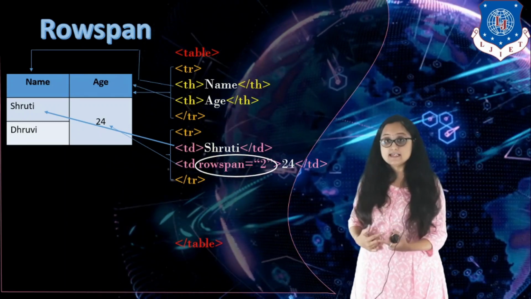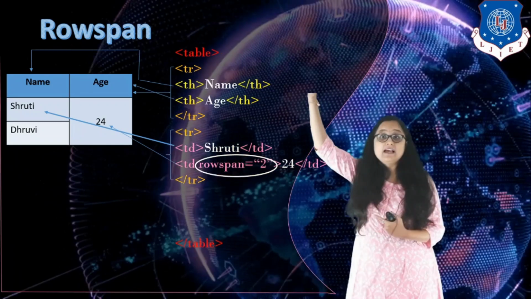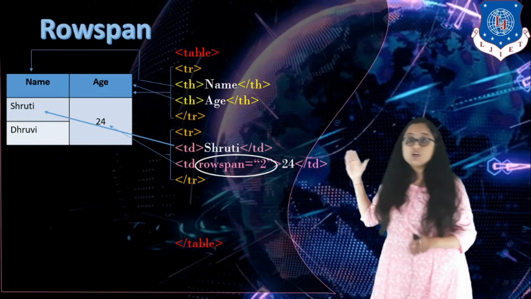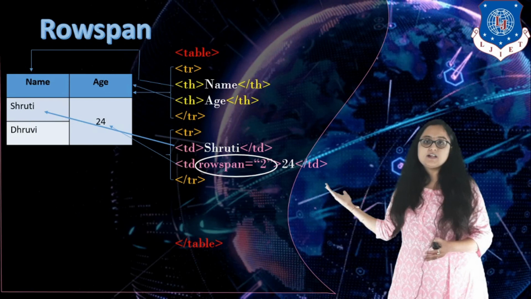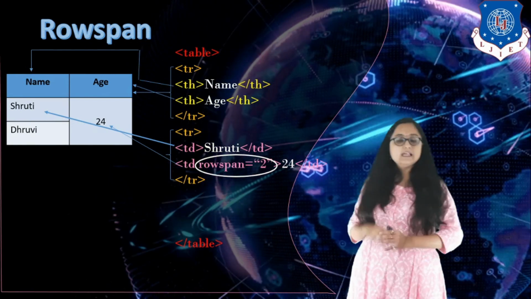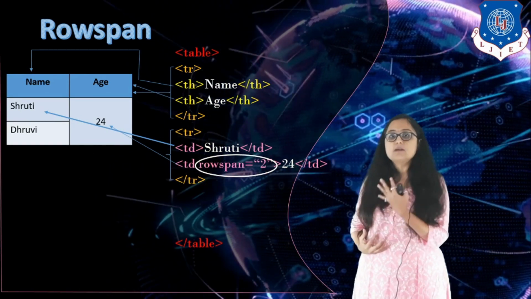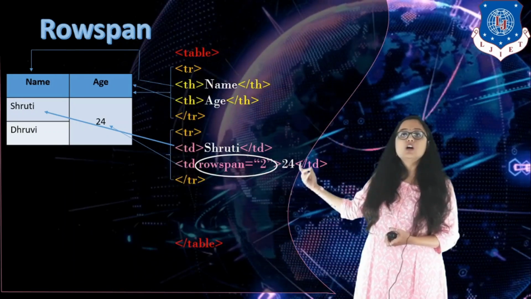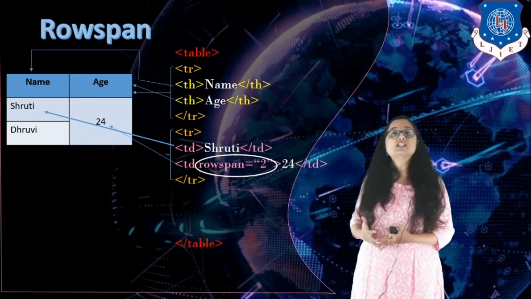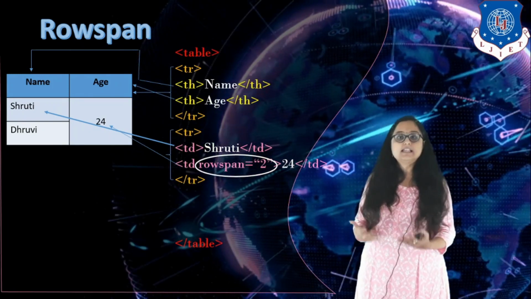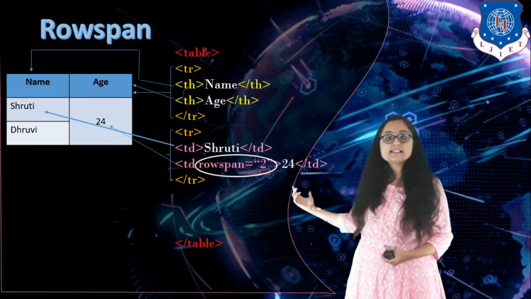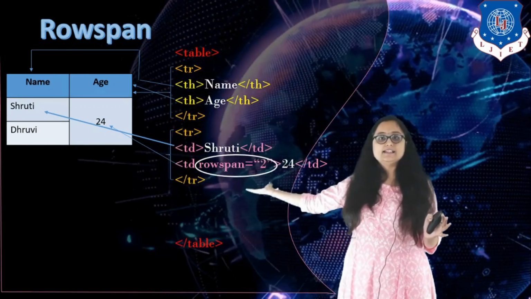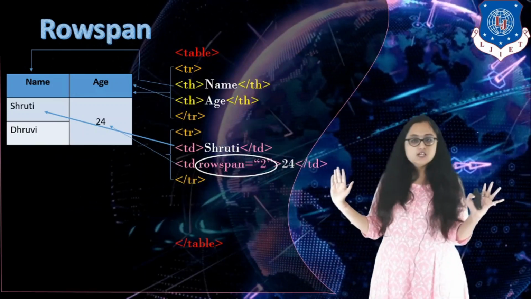If I was combining 3 rows and making one column, what should be the value of rowspan? Yes, rowspan is equal to 3. So the numeric number indicates the number of rows that are being spanned, right? And here you write the value of the data that you want displayed in this table data or cell, right? So this completes my second row. I do not have anything else on the right hand side of 24, so this completes my second row.